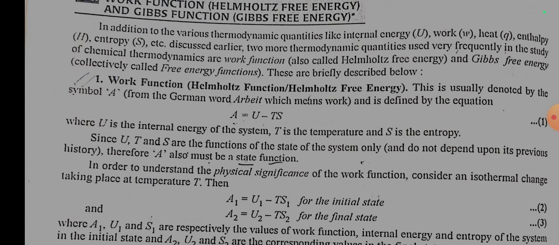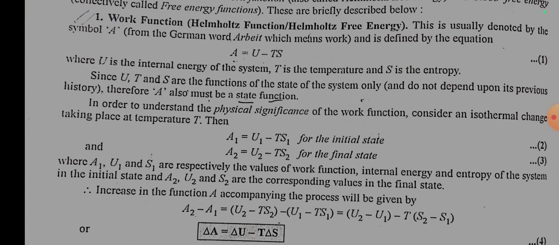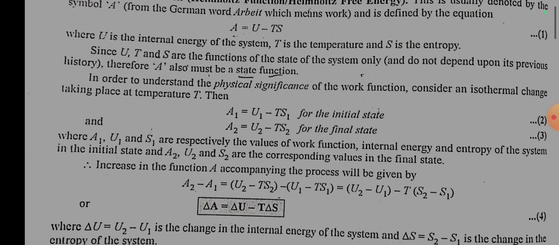Number 1. Work function. This is usually denoted by the symbol A, from the German word Arbeit, which means work, and is defined by the function A = U - TS, where U is the internal energy of the system, T is the temperature, and S is the entropy. Since U, T, and S are functions of the state of the system only and do not depend upon its previous history, therefore A also must be a state function.